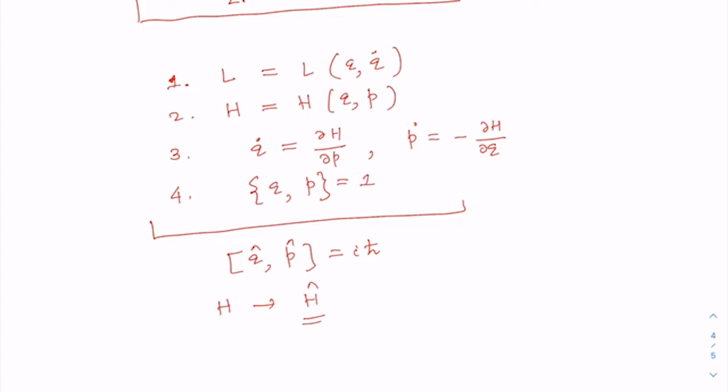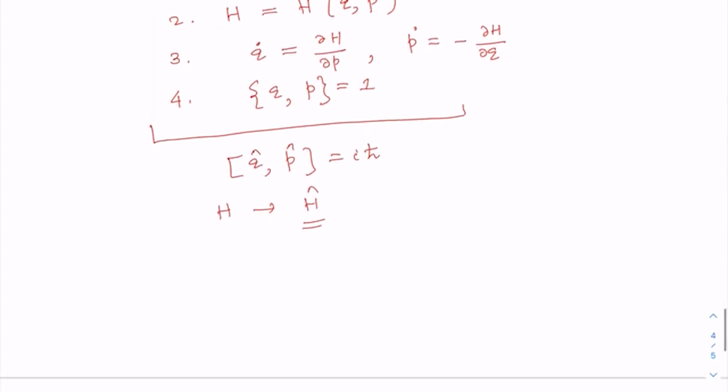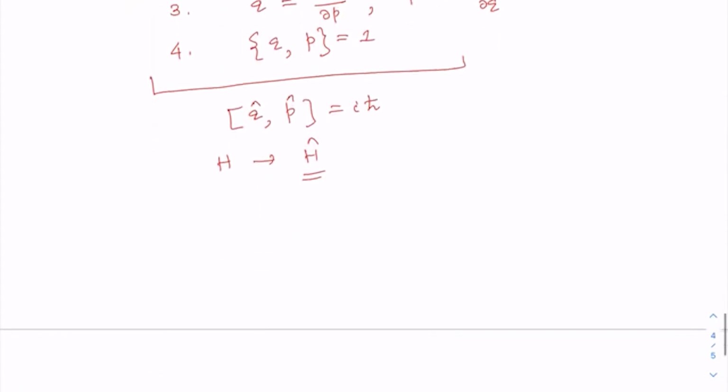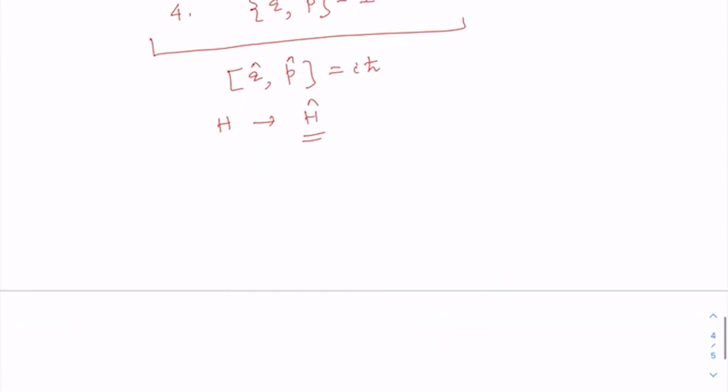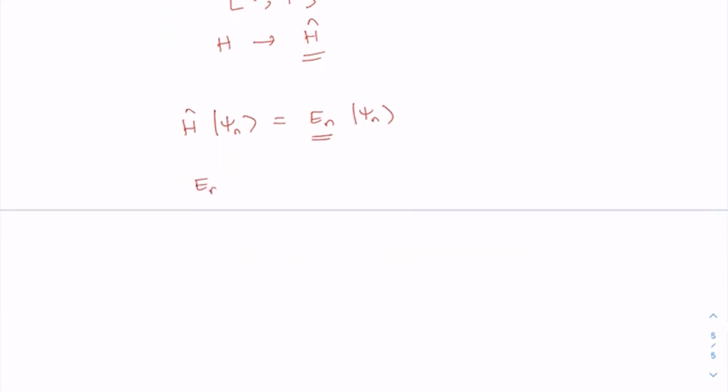There also, this would be the kind of procedure that we are going to adopt. Now from your elementary quantum mechanics course, you may know that the Hamiltonian of a harmonic oscillator satisfies this eigenvalue equation, where psi n is the energy eigenstate and En is the energy eigenvalue, and En is given as (n plus half) h cross omega.